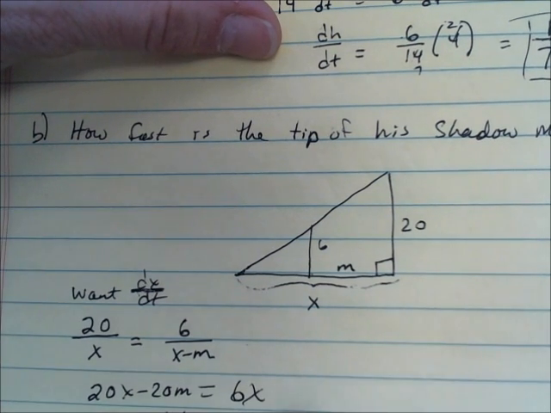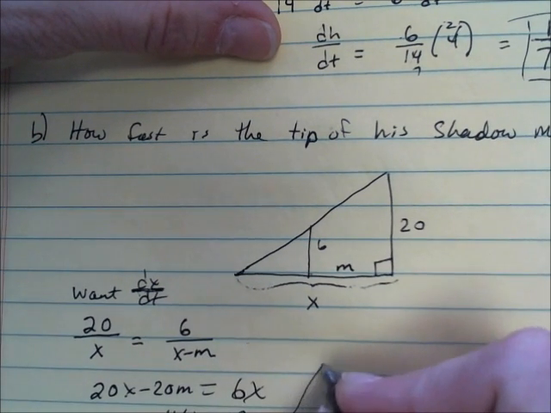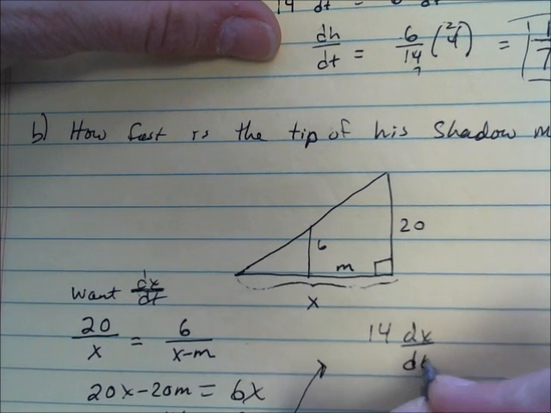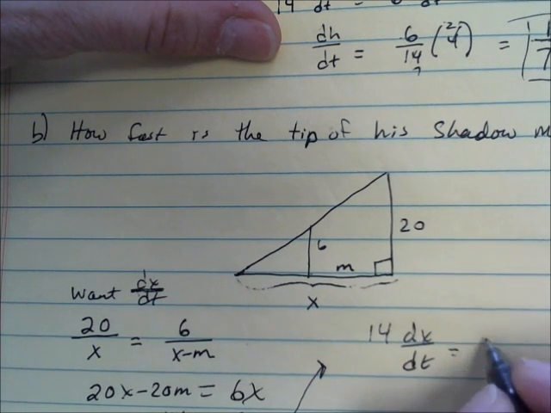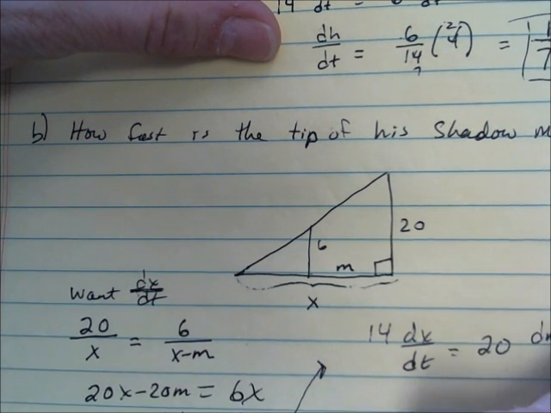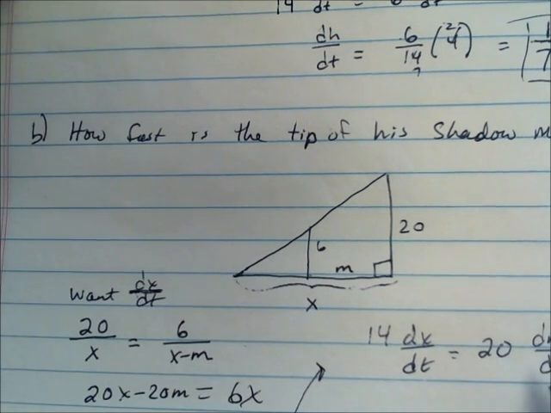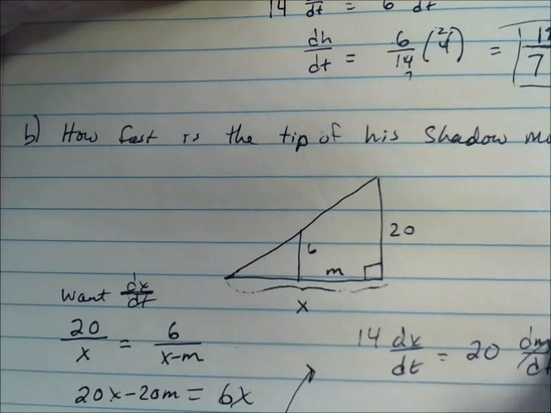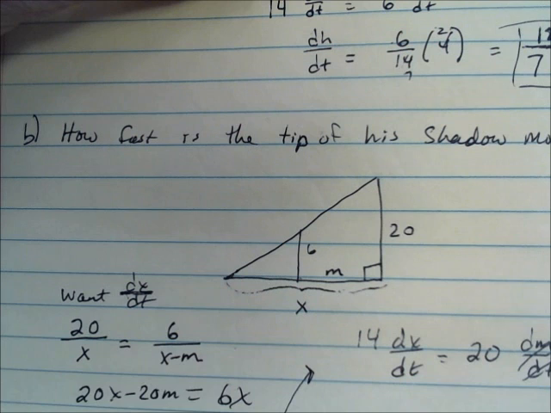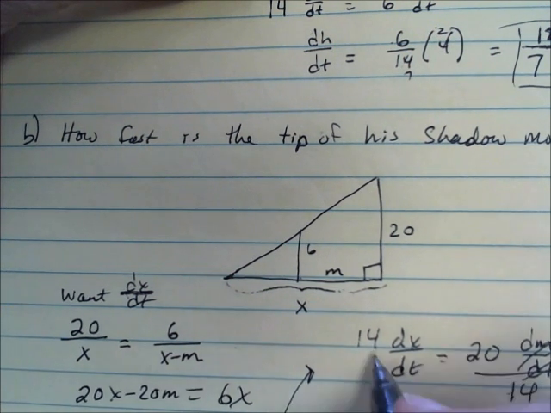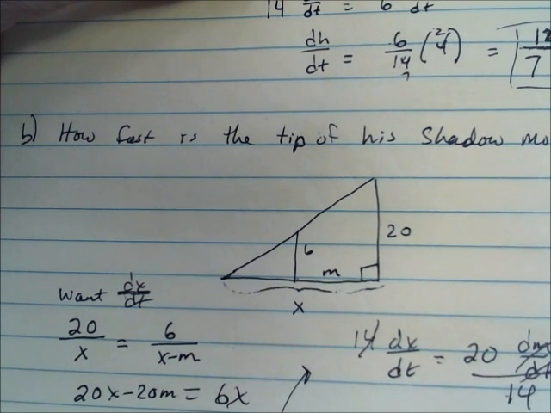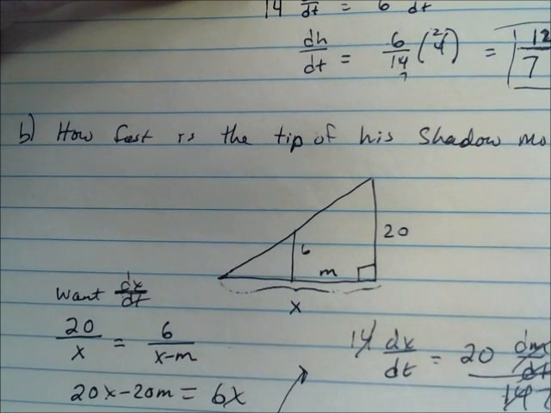And so now we're going to take a derivative of this implicitly with respect to t. And what we have is 14 dx/dt, and that's what we want, is equal to 20 dm/dt. And we know that dm/dt is equal to 4 feet per second. So we can just substitute a 4 feet per second here, and we can divide this by 14. And now the rate of change of this whole length here is, this is 2 over 7, so this looks like it's 40 over 7.